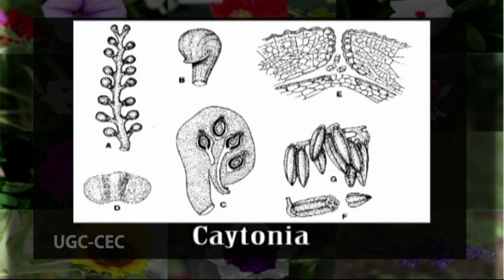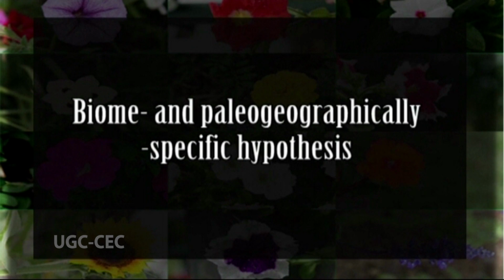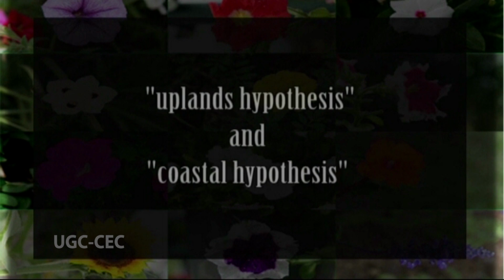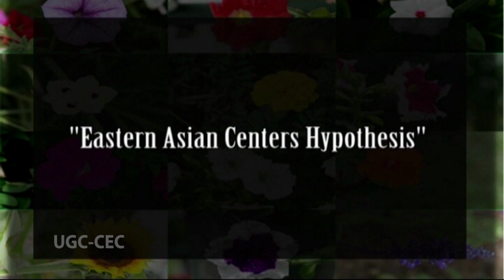Another hypothesis is biome and paleogeographically specific. Interestingly, both an upland hypothesis and a coastal hypothesis were proposed to explain topographical centers of origin and radiation of the first flowering plants. According to Stebbins, alpine biomes of northern latitudes might have been a center of early radiation of the angiosperms. A similar idea, the Eastern Asian Center hypothesis, was put forth by Sun et al. in 2001.